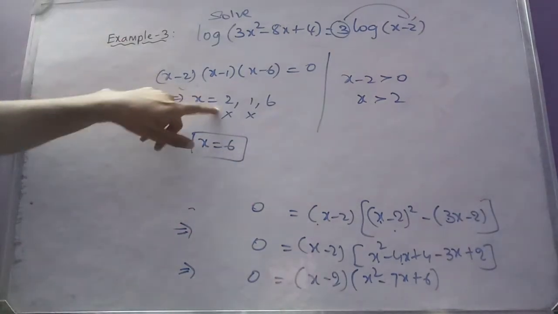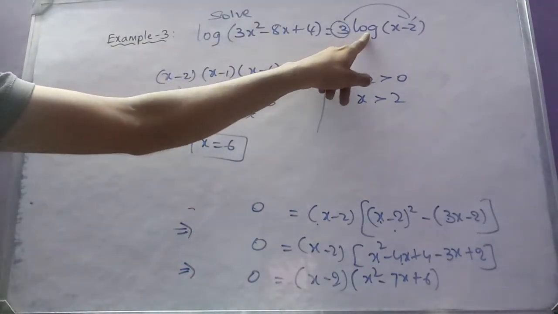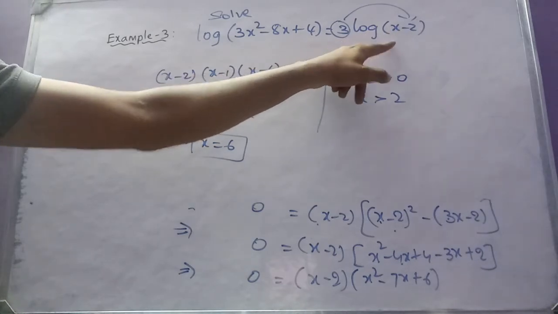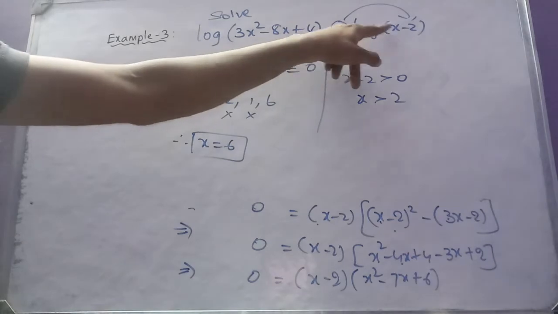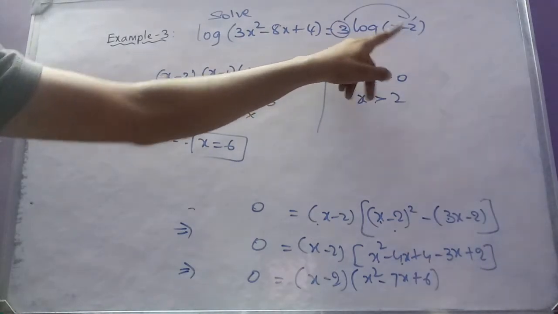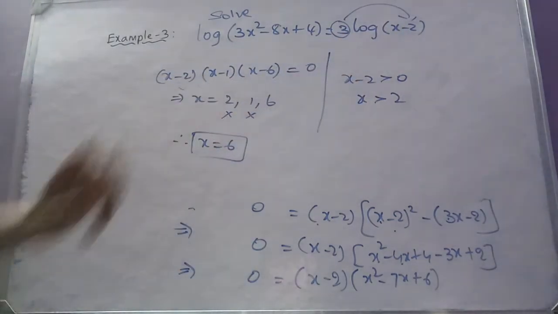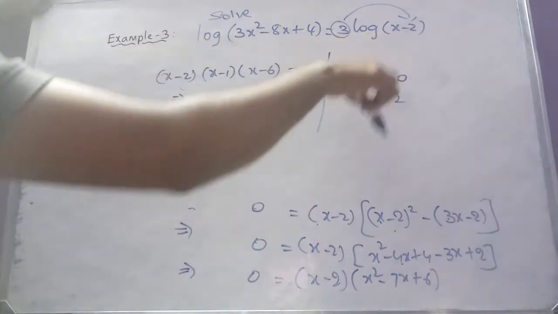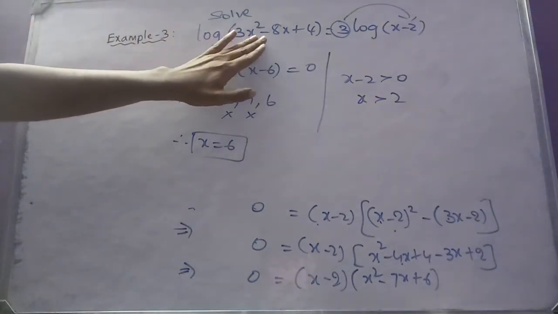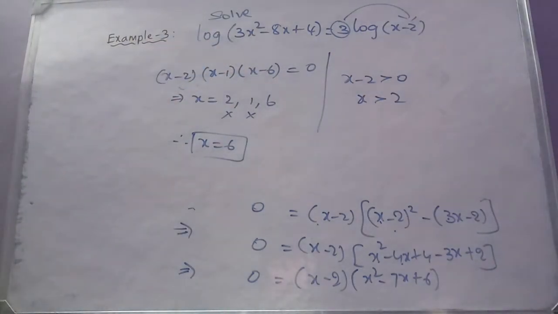Because if you take x is equal to 2, you will get in RHS log of 2 minus 2. That means log 0, which is not determined. If you take x is equal to 1, you will get log of 1 minus 2. That means log of a negative number, not defined. So that's why these two solutions are eliminated. But the correct proper reason is this. We should take this as greater than 0. Or you can also try solving this. You can take this also greater than 0 and you can check it.